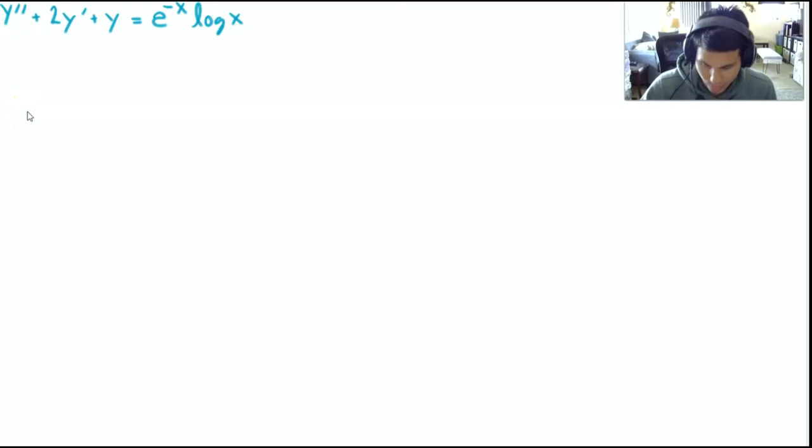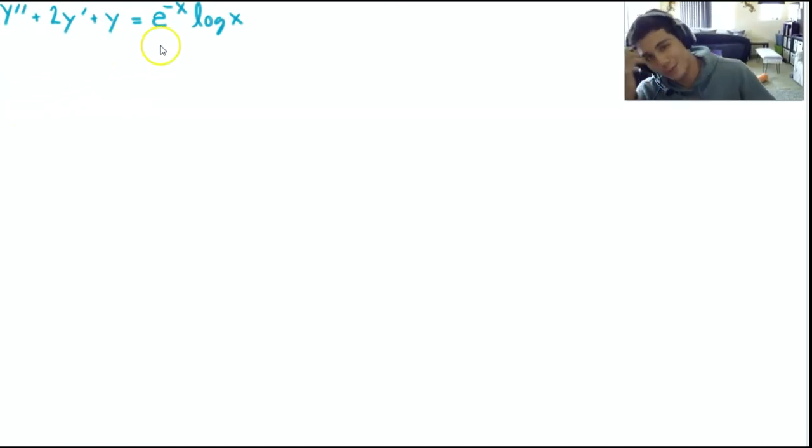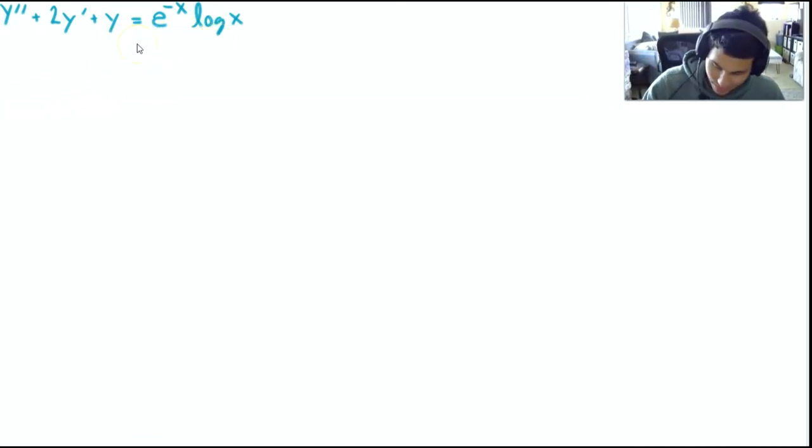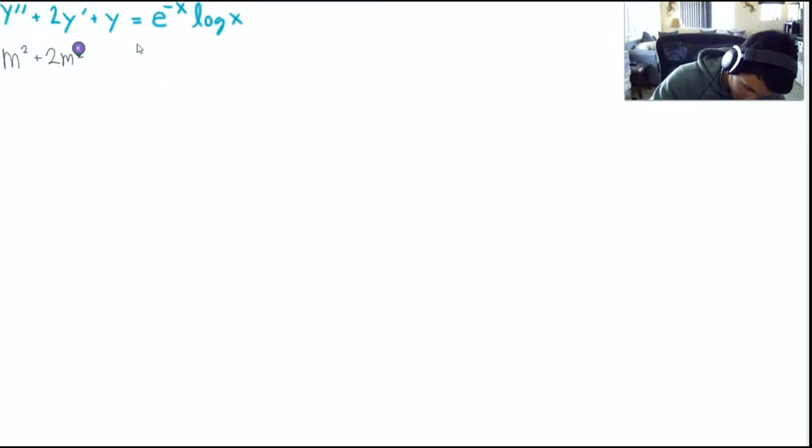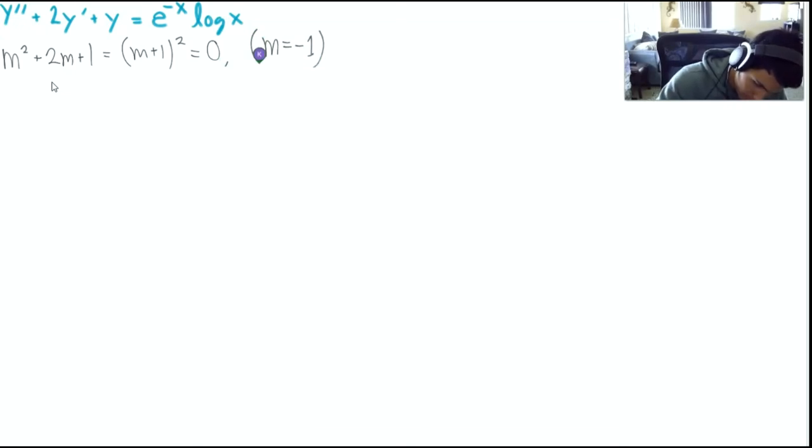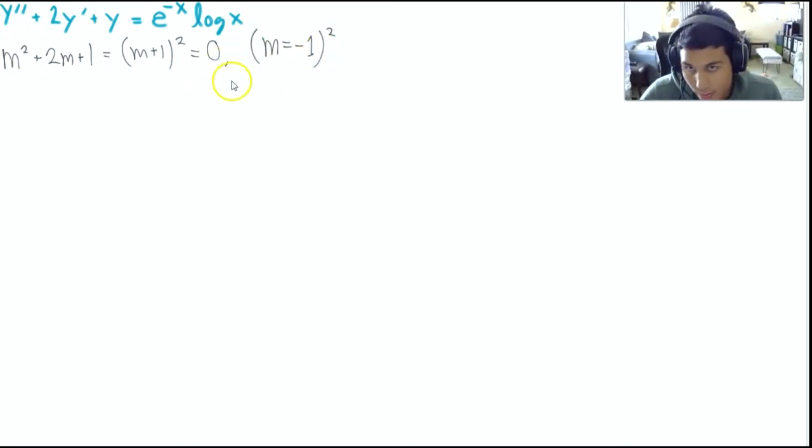Now look at this differential equation. Ooh, that right-hand side. Let's see what happens. Okay, well, this part shouldn't be too bad. This part we like. Let's think about what this is. Well, this is m plus 1 squared and is equal to 0. Thus, m is equal to negative 1, multiplicity 2, right?